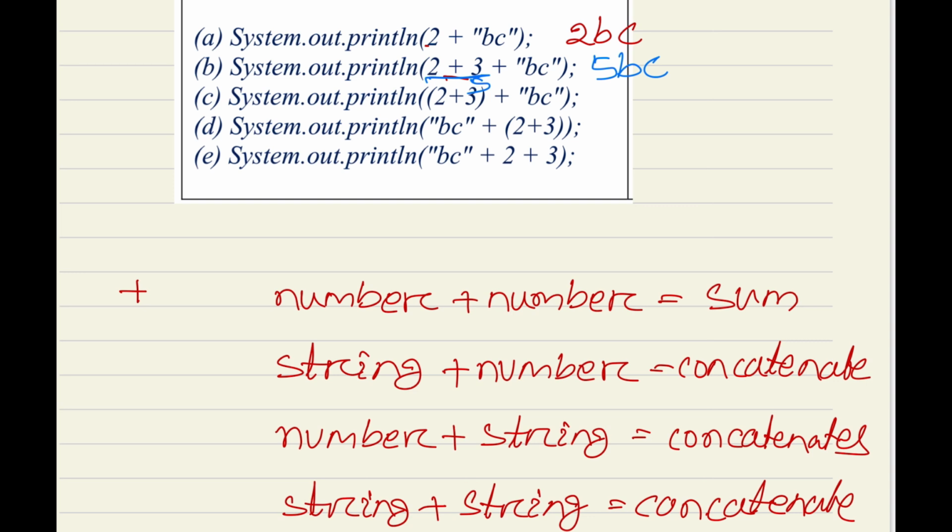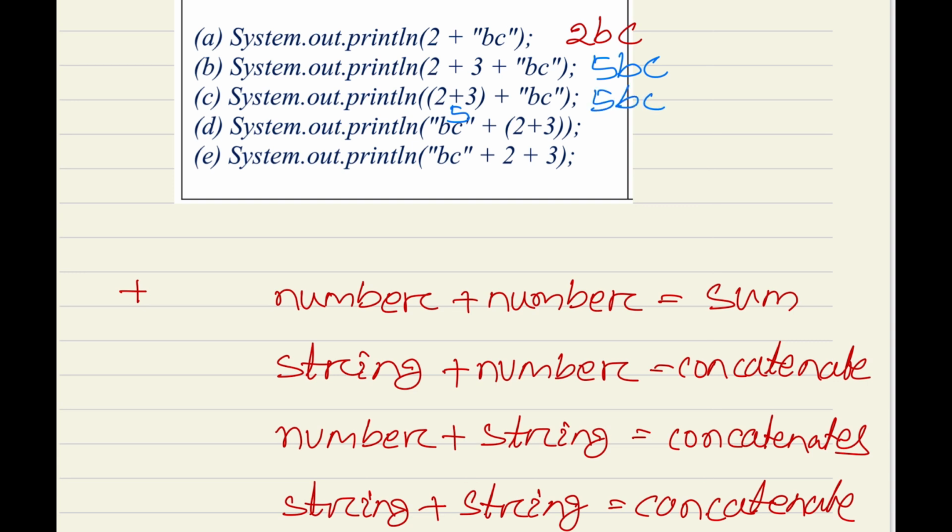Now come to the next one. 2 plus 3 is written inside parentheses, and we know that parentheses have the higher precedence among all the other operators. So 2 plus 3 is evaluated first, so it is 5. Then this 5 plus BC simply concatenates, so the output will be 5BC.